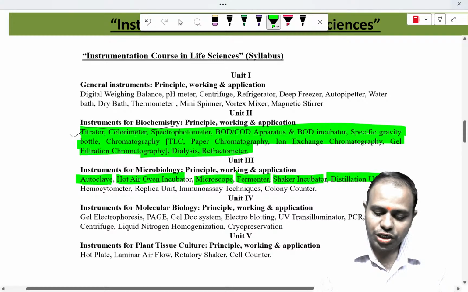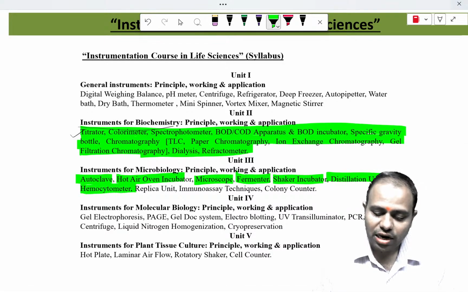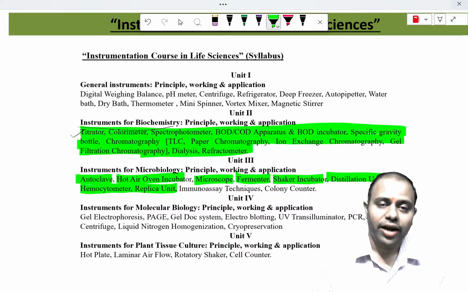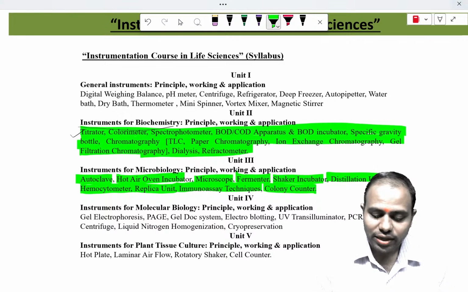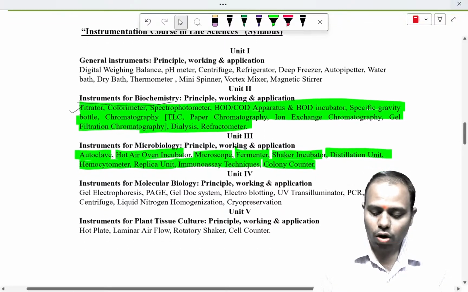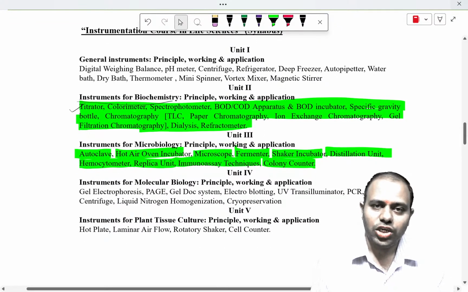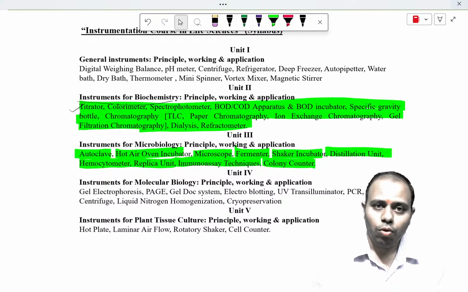Yes, distillation units of different types, chemocytometer, replica unit and its technique. That also will be taught to you. Then other immunoassay techniques will be taught to you along with the colony counter. So these are the basic instrumentations in microbiology. A few more instruments are being added in the practical course that you are going to see.